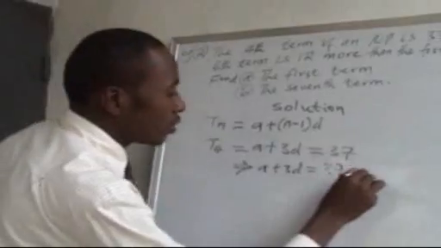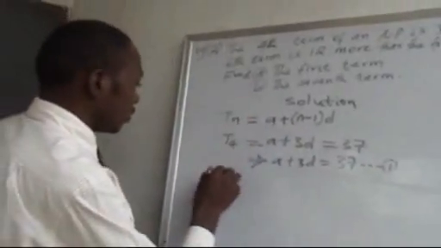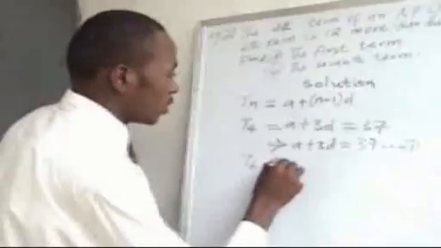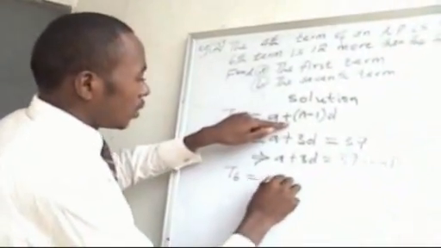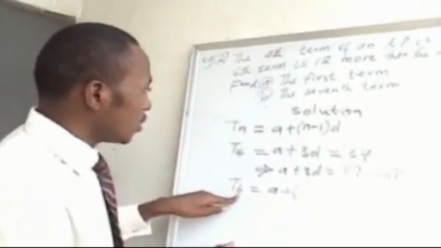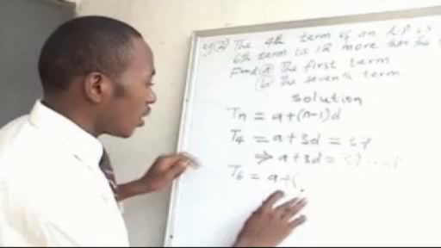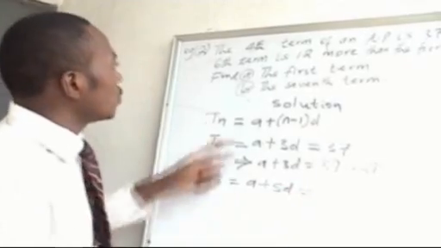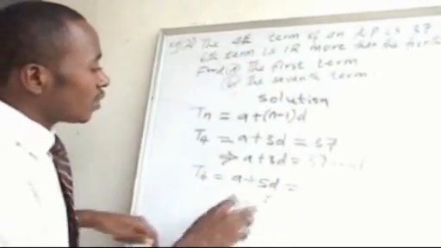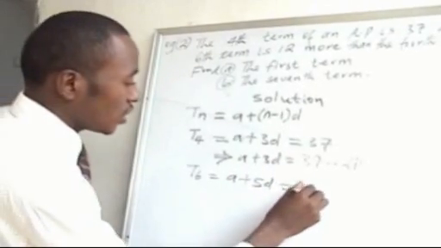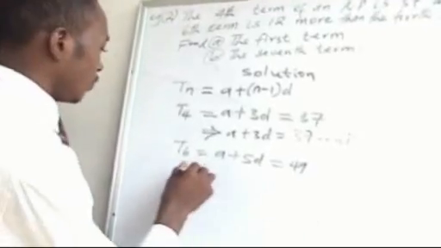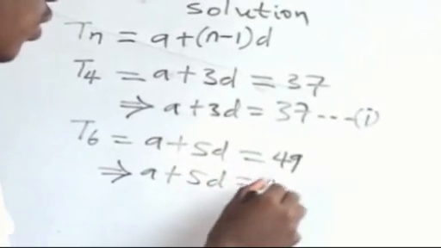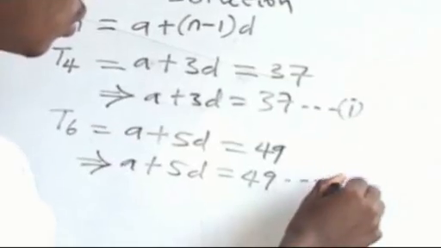Call it equation 1. Then we'll have T6, the sixth term, is equal to A plus n in this case is 6. 6 minus 1 is 5, so we'll have plus 5D is equal to 12 more than the fourth term, that is 12 plus 37, which is 49. This implies that A plus 5D is equal to 49. Call it equation 2.